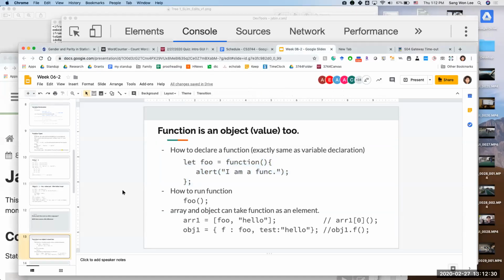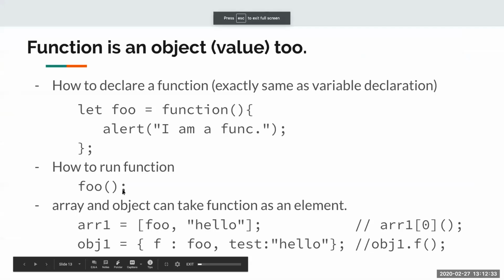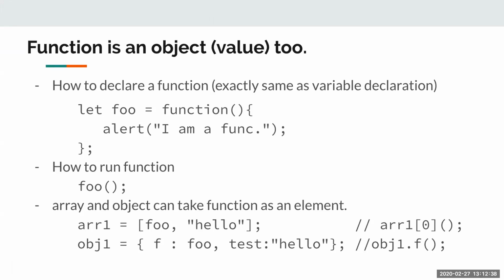Just ruins everything. Okay, so what does that mean? This foo, now a variable, could be anywhere. It could be inside an array. It could be a value of a property in an object. And then you can call this function using this sort of syntax. I want the first guy in the array, and I know this is a function, so I'm going to call it. And the second one, the object's property called f, I know this is a function, so I'm going to execute it. Does it make sense? This is pretty important, and it's going to make your life easier later.